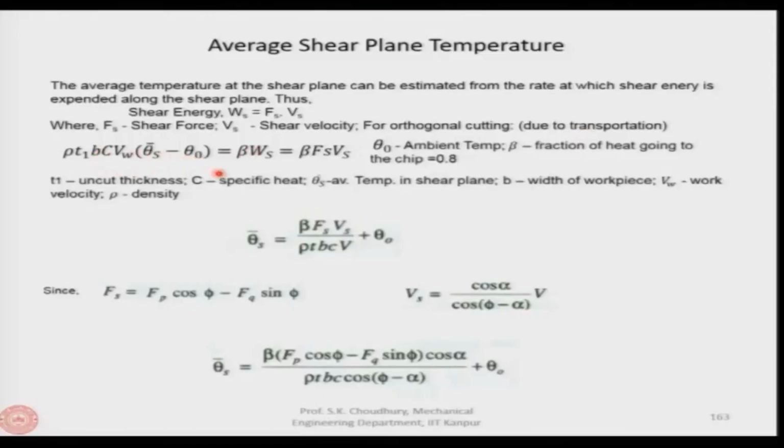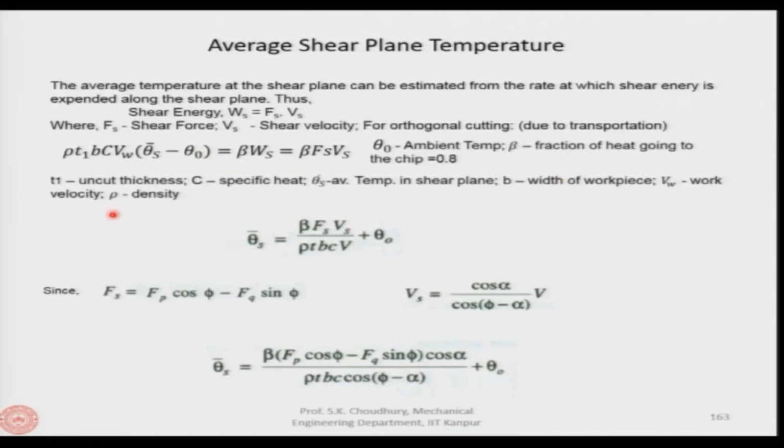This is well known in thermal engineering: the density, into T1, which is the uncut thickness, we have always taken that. B is the width of the workpiece. C is the specific heat, VW is the work velocity, theta S bar is the temperature we are interested in, that is the temperature generated in the shear plane. Theta 0 is the ambient temperature.